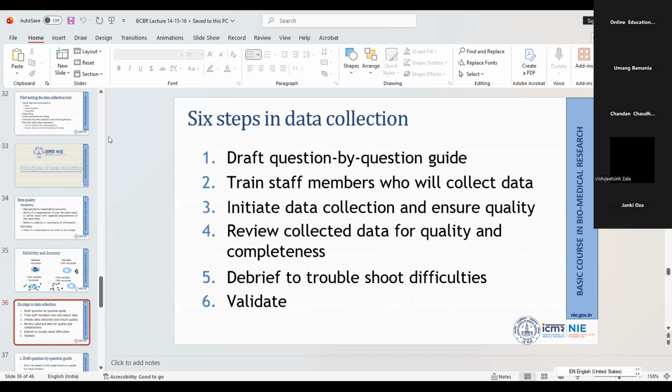So there are 6 principles or 6 steps in data collection. First is draft a question by question guide. Second is train the staff members who will collect the data. Third is initiate data collection and ensure the quality. Fourth is review the collected data for quality and completeness. Then, debrief to troubleshoot difficulties and validate.